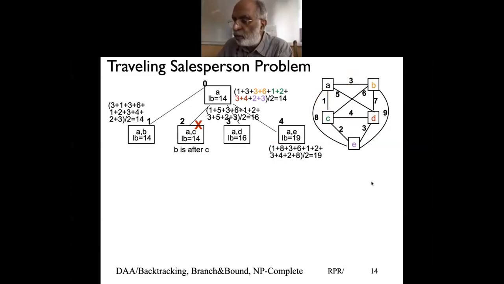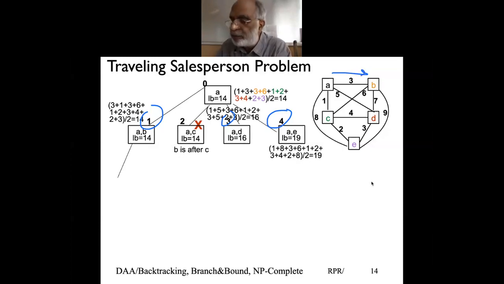Now I have 3 nodes. This is with 14, this is with 16, this is with 19. So this happens to be the minimum, and we'll explore this node and keep these 3 and 4 pending. So we'll not explore this, we'll basically keep 3 and 4 pending and explore node 1. That means now AB is taken, now explore.